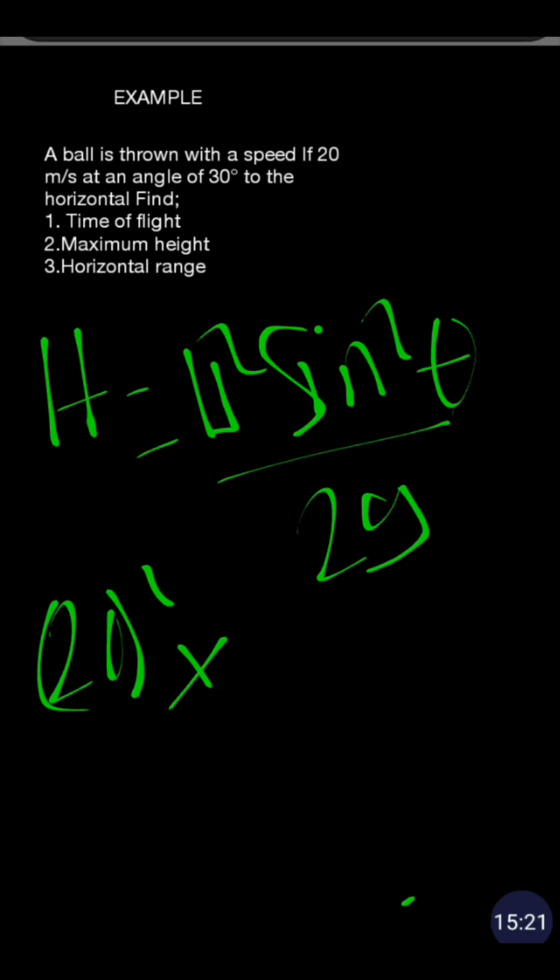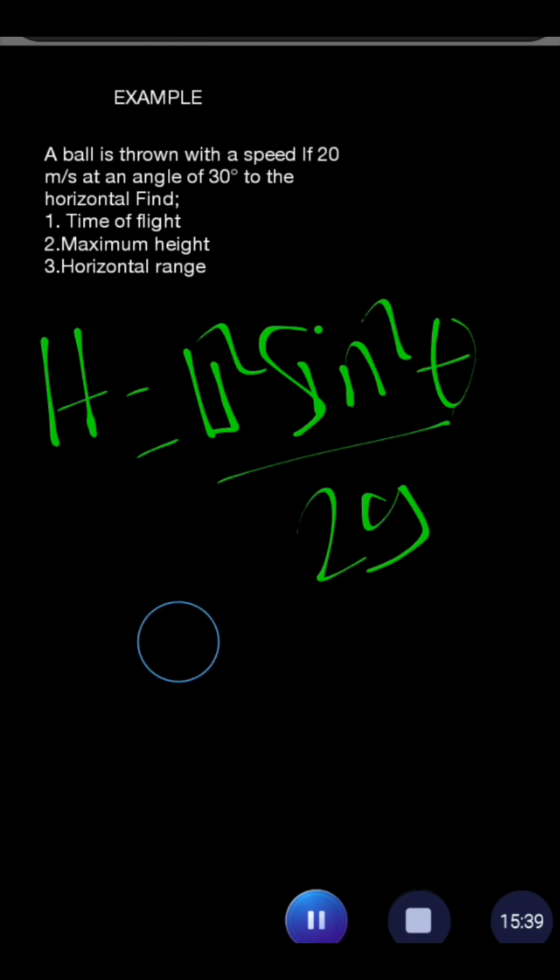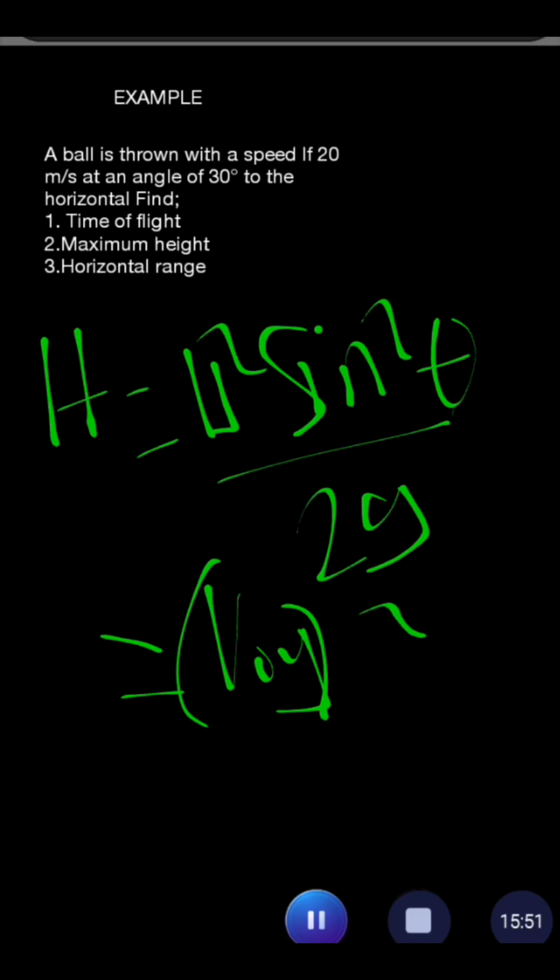To solve it properly, we know that initial speed times sine theta is the initial speed in the y component. So what we are going to do is rewrite this formula in this form: v not y squared over 2g. That's what makes this formula easy.